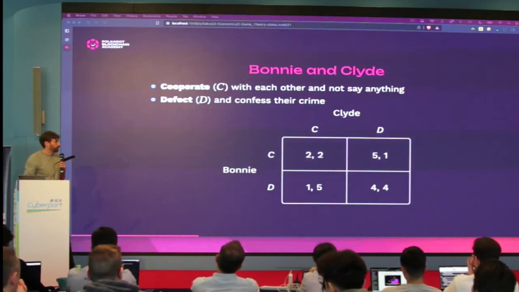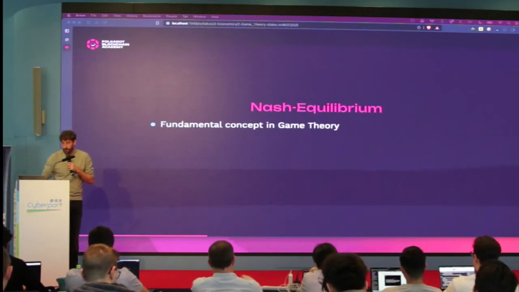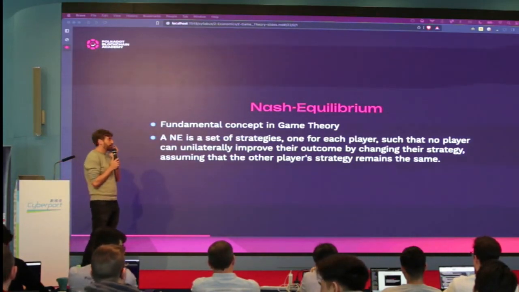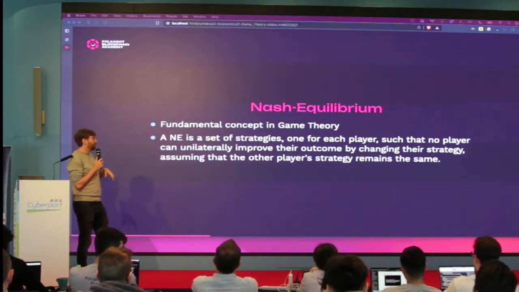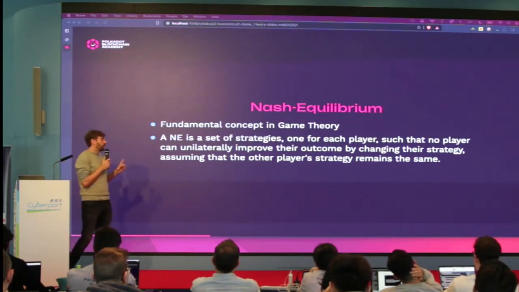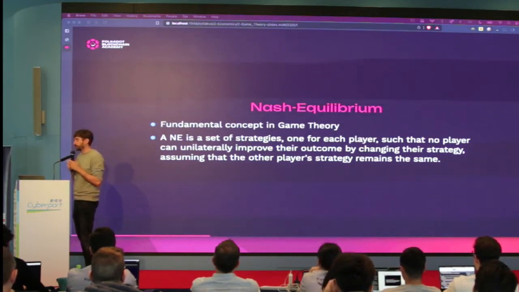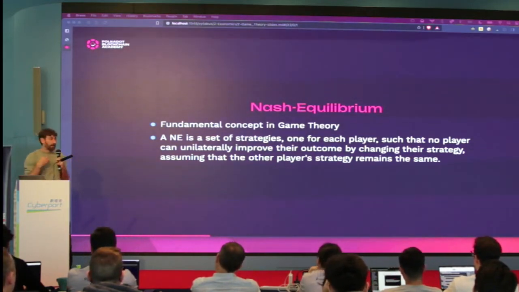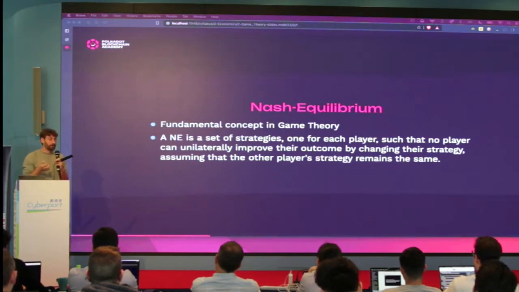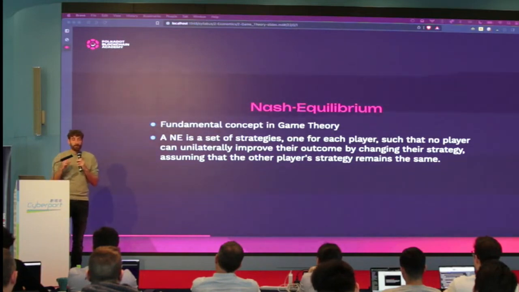So now we talk about another quite important concept, which is the Nash equilibrium. It's again a fundamental concept in game theory. A Nash equilibrium is defined as a set of strategies, one for each player, such that no player can unilaterally improve their outcome by changing their strategy, assuming that the other player's strategy remains the same. I think this is very important, and this often leads to some confusion, especially when we talk about outcomes. It doesn't mean the payout is maximized, right? It doesn't mean I'm maximizing my payout by playing the strategy. It doesn't mean that both players at the end of the game actually have the highest payout collectively.